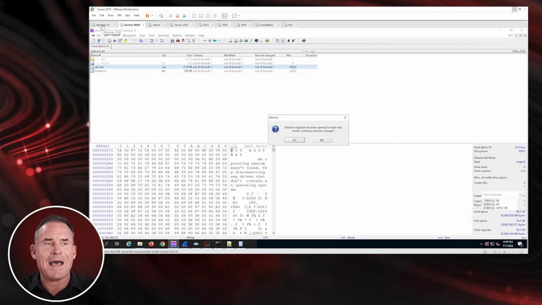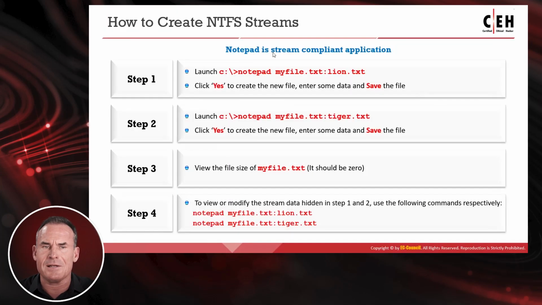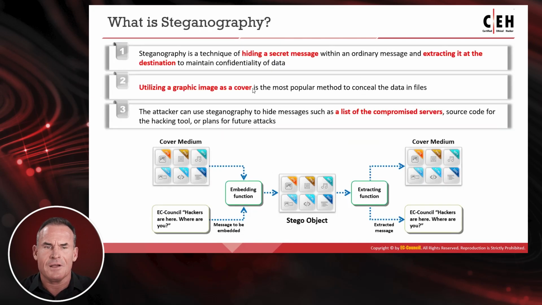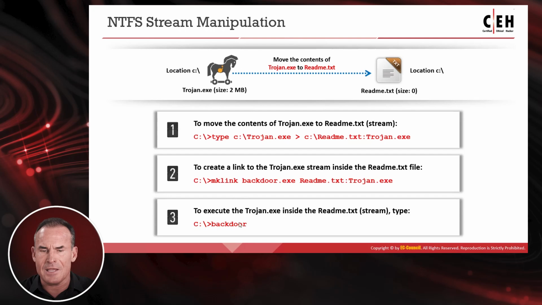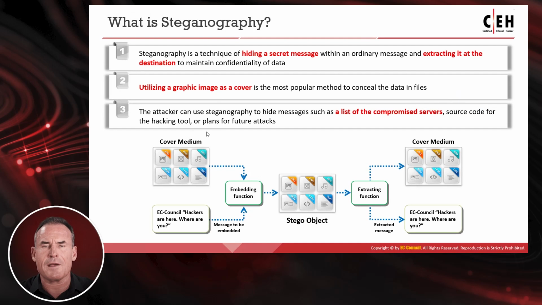All right, so that is a little bit different than what we're going to see in steganography. We're hiding data inside the file system. How to create NTFS streams, I actually just ran through everything. So everything I just showed you in the demo actually maps to these slides, the stream manipulation, and we did the backdoor after making the symbolic link. All right, steganography is putting a message inside of an obvious cover medium.